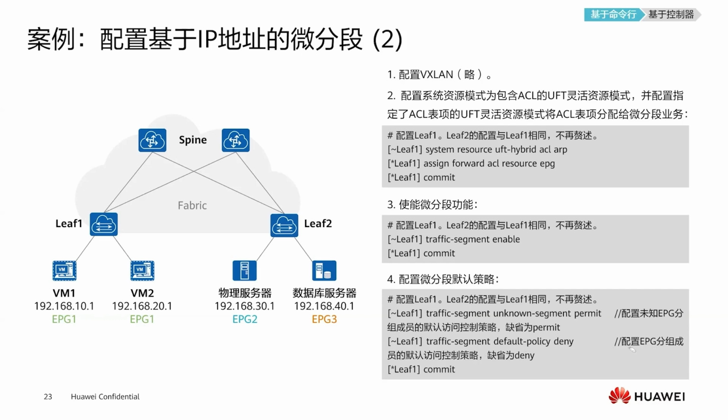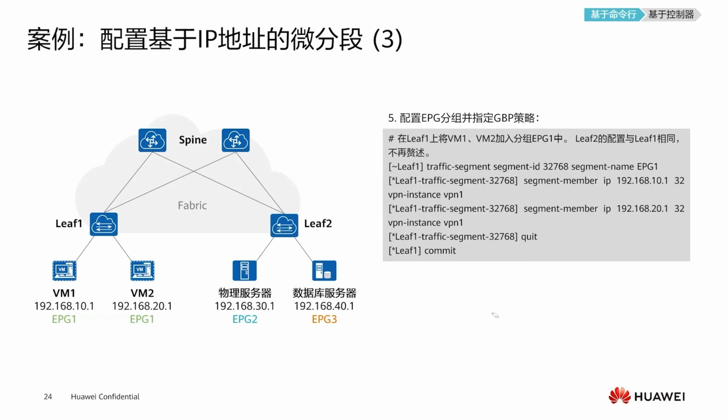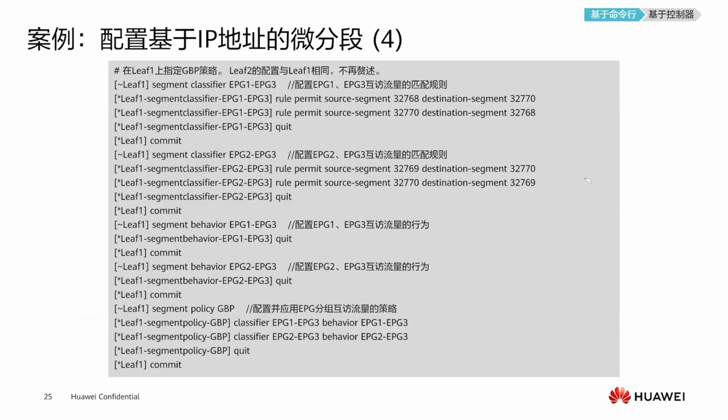After configuring these basics, we need to turn on our traffic segment enable, and remember, the default policy for unknown EPG groups is permit, which doesn't really matter because it doesn't involve unknown groups. But what we need to do is set the default policy for formed groups to be a deny. Then, essentially, we just need to allow access between 1 and 3.